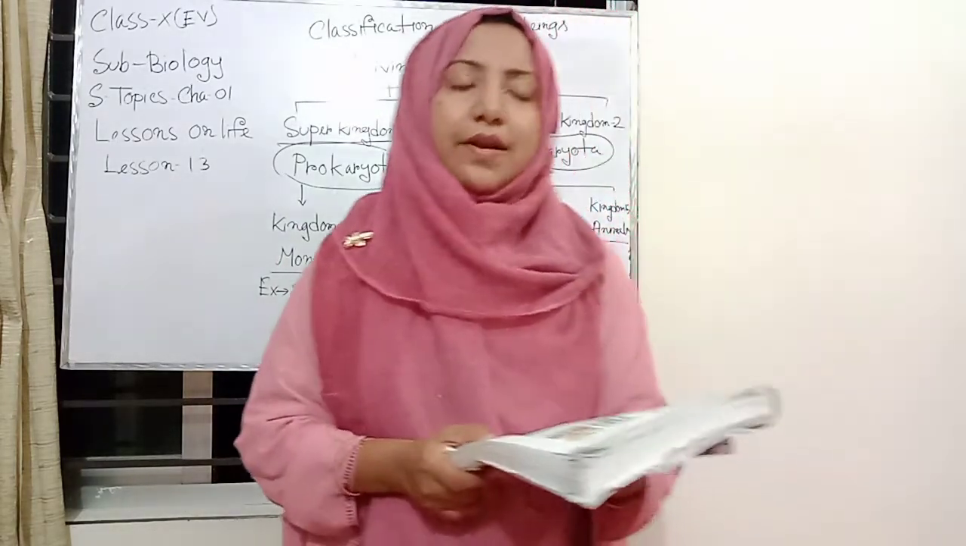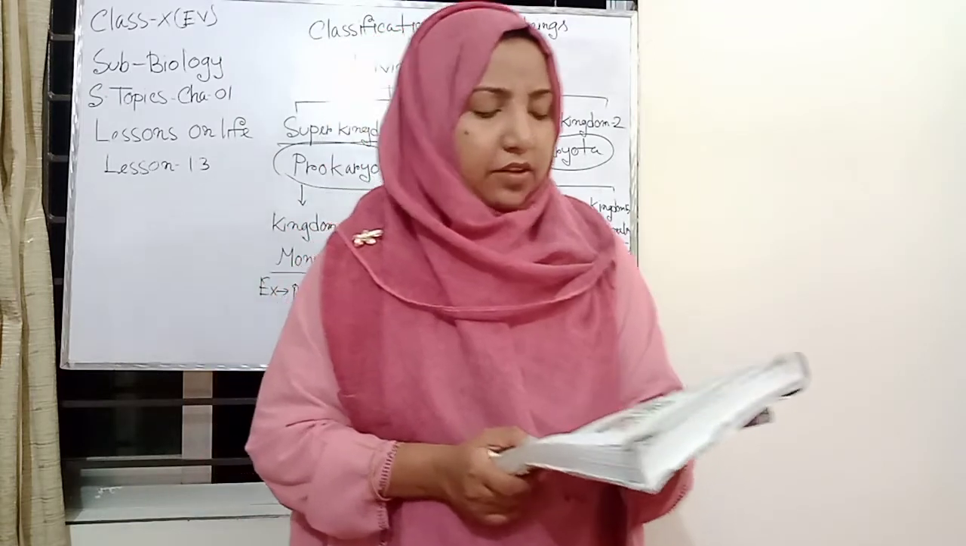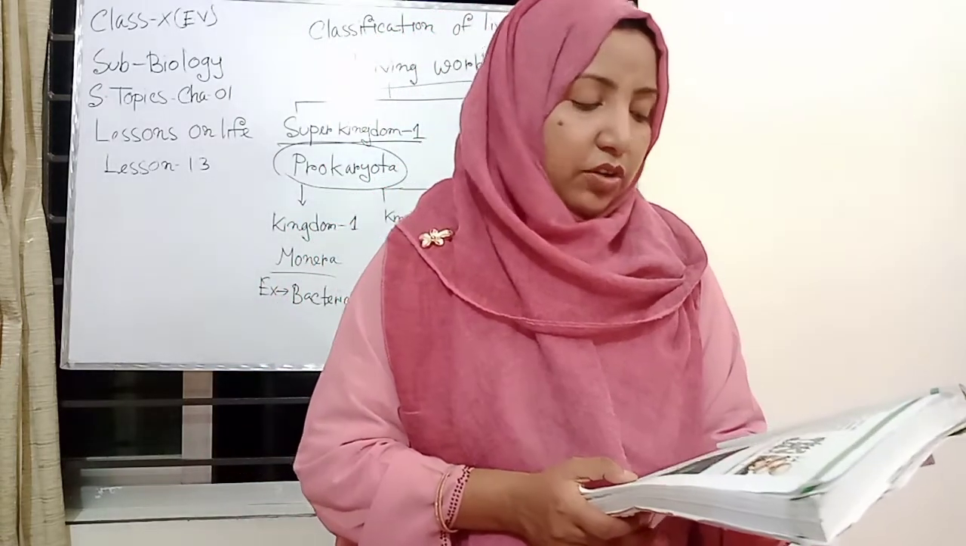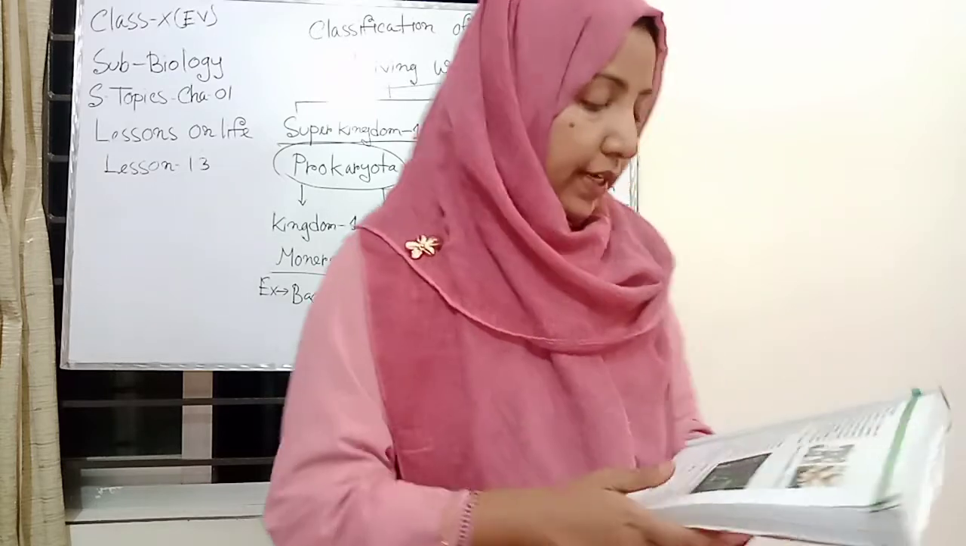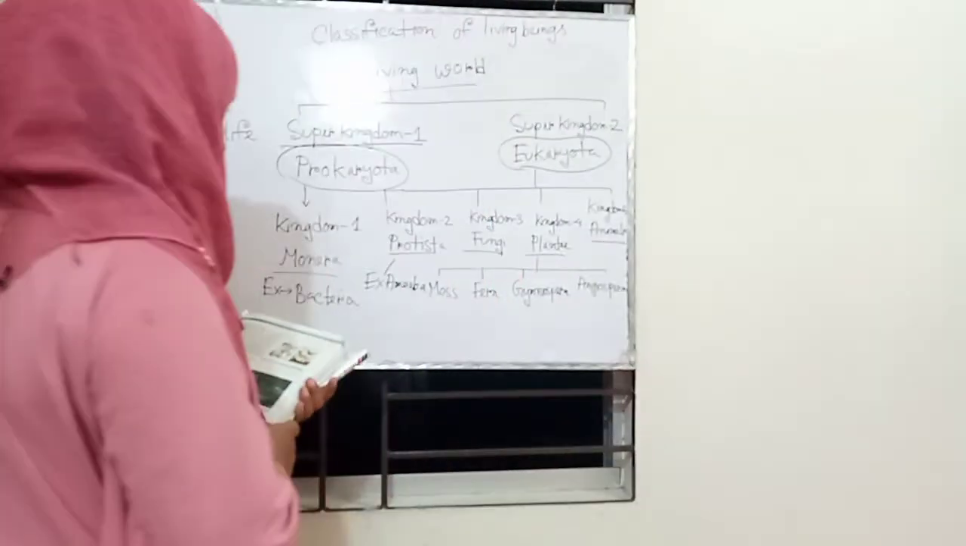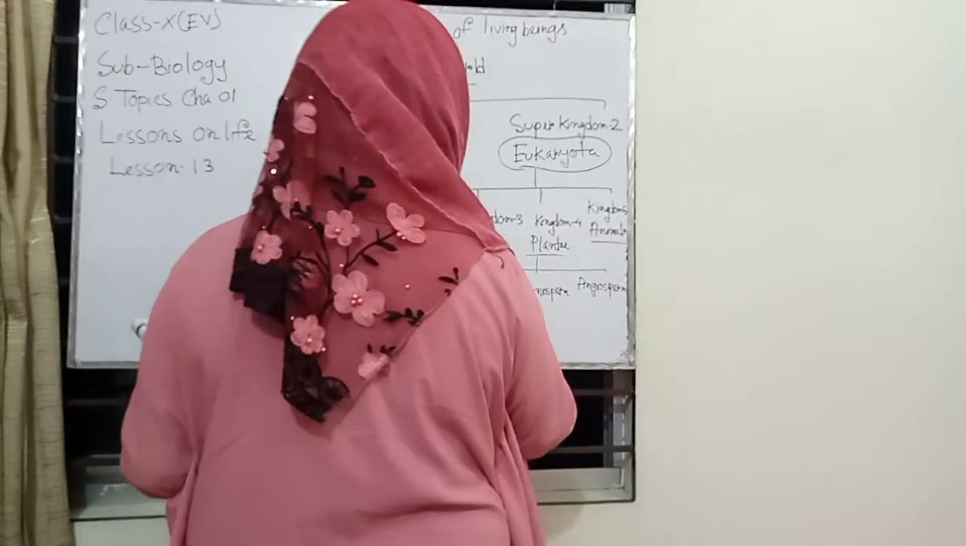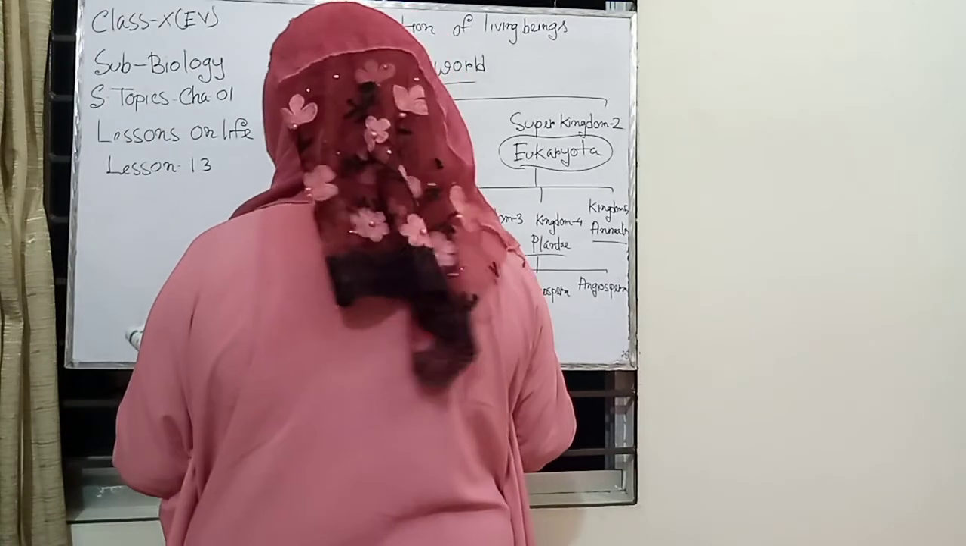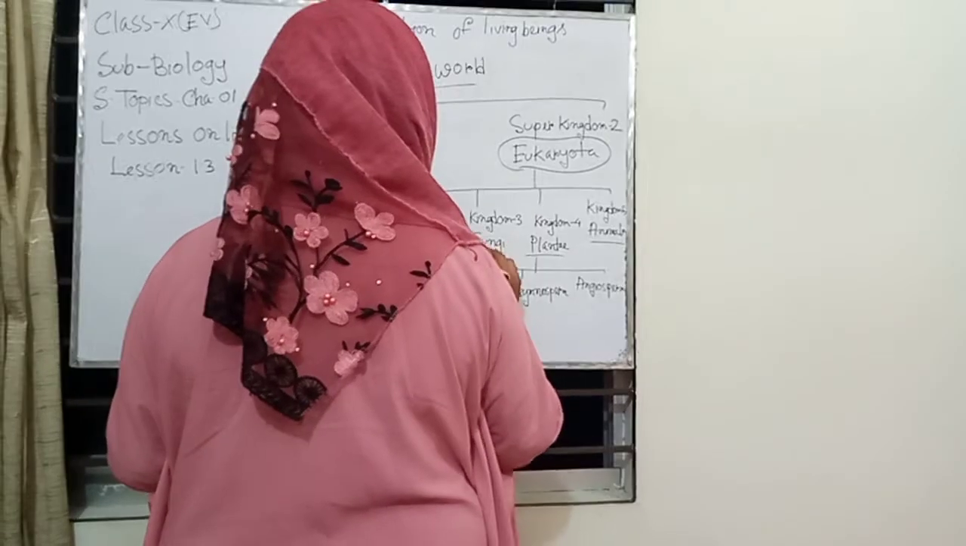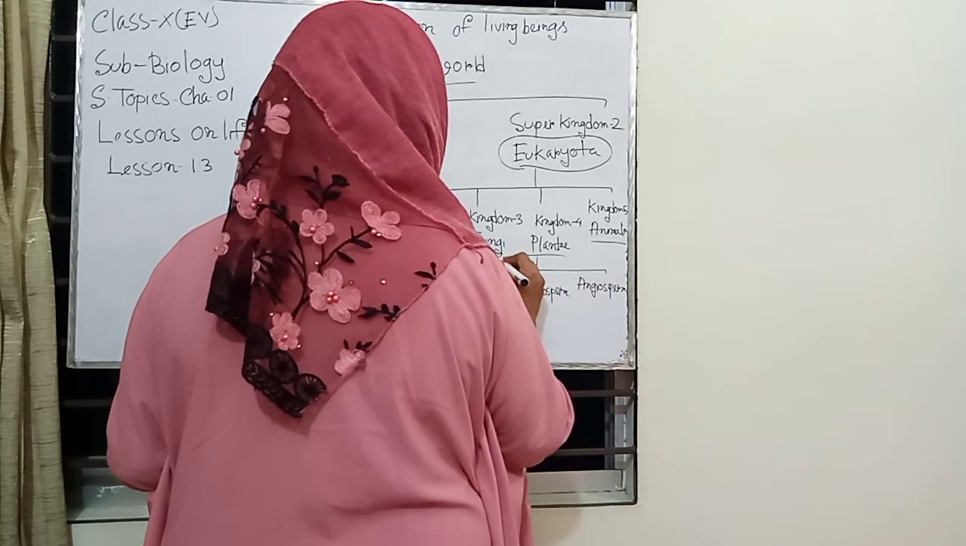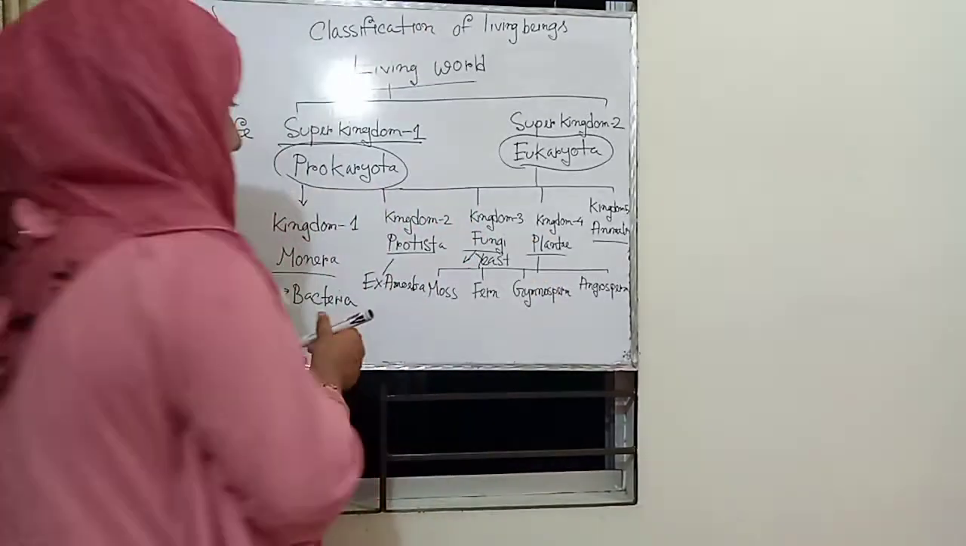Kingdom 4, Plantae. They are photosynthetic. I also did the example of the fungi. Here's also the example: the yeast is a fungus. I also drew this structure of the yeast. It's also a very important structure for the fungi.